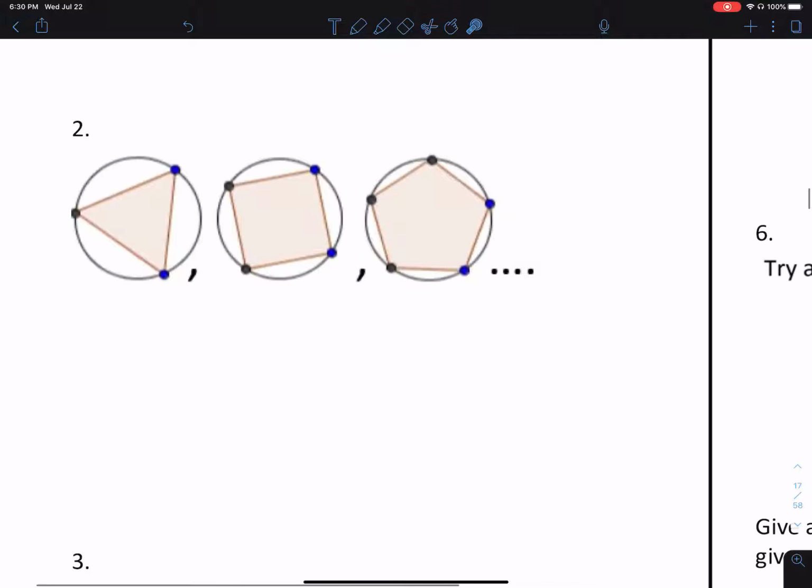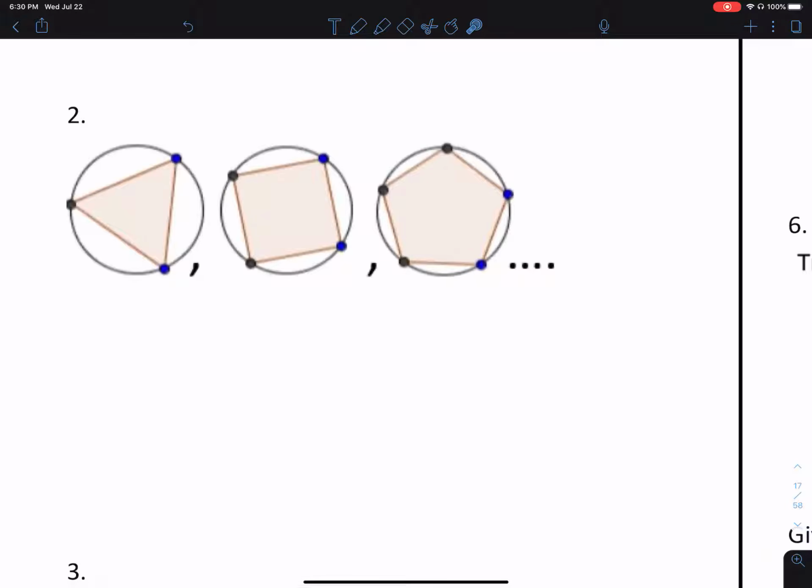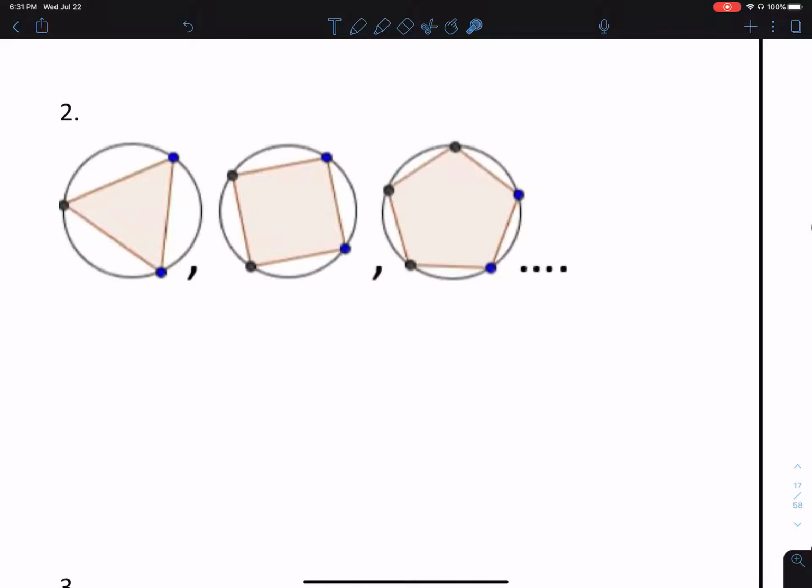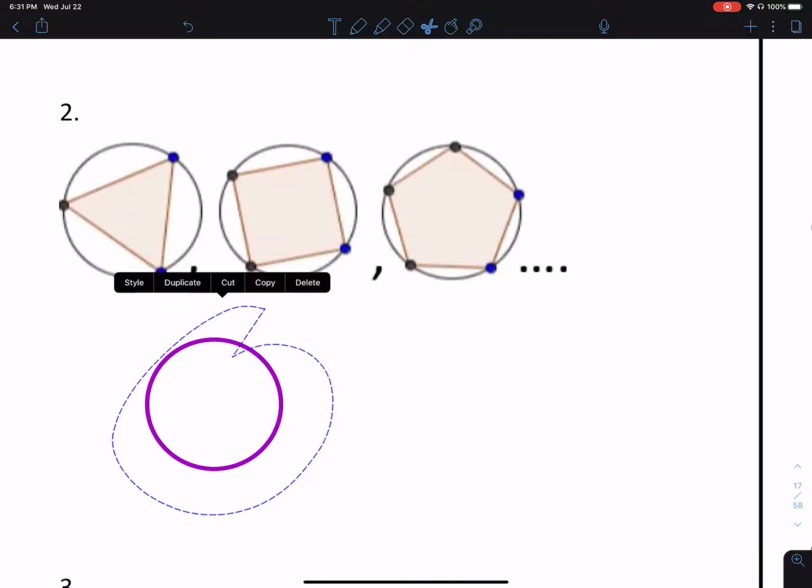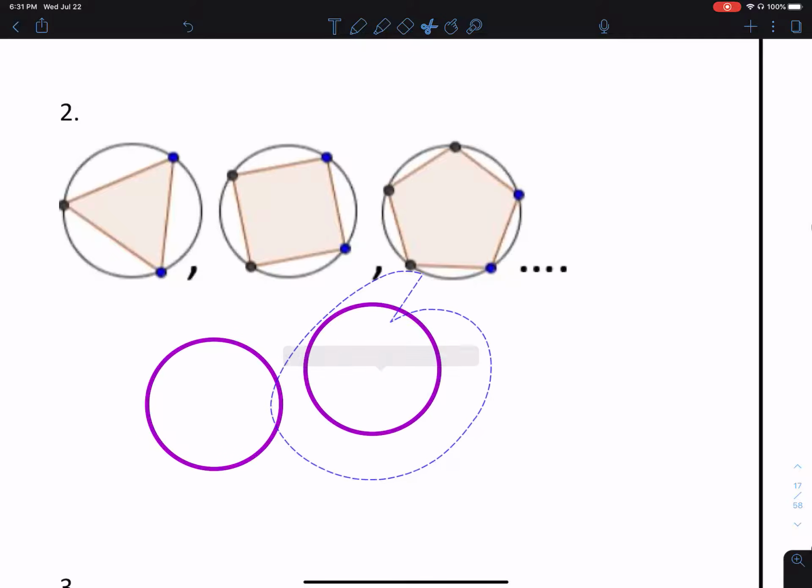Number 2. The direction said use inductive reasoning to conjecture about the next two numbers in the pattern. How about the next two objects in the pattern for this? Something that I could easily conjecture about right now is that the next shape is definitely going to have a circle involved in it, because each of these has a circle. So that's fair for me to conjecture.